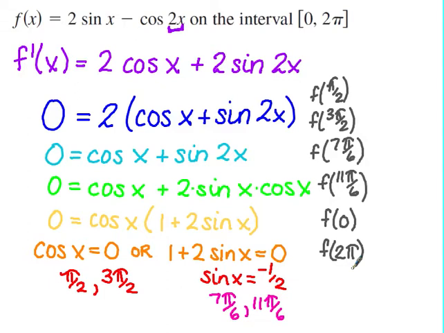Anna, you take the first one. Christina, you take the 3 pi over 2. You've got 7 pi over 6. Dylan, 11 pi over 6. And 0 and 2 pi.